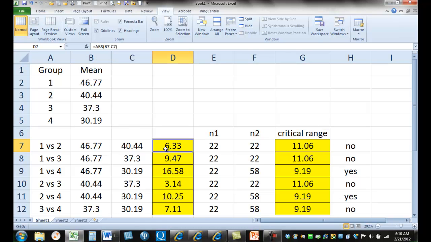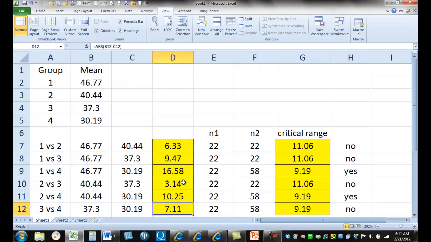Now here they are computed right here. This is the actual value, and this is the critical value right here. And let's look at the answer first. The difference between group 1 and group 2 is 6.3, but it's not different. They're not different from each other until the difference is 11. Group 1 versus group 3, not different. Close. Now look, group 1 versus group 4, different. 2 is not different than 3. We knew that to begin with. 2 is different than 4, and 3 is not different than 4.